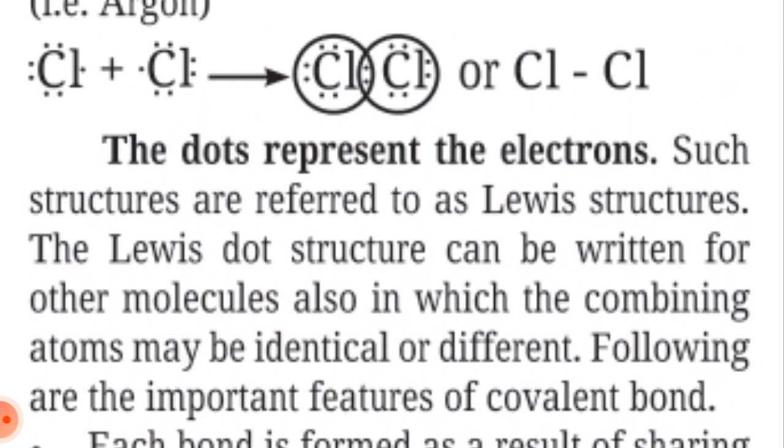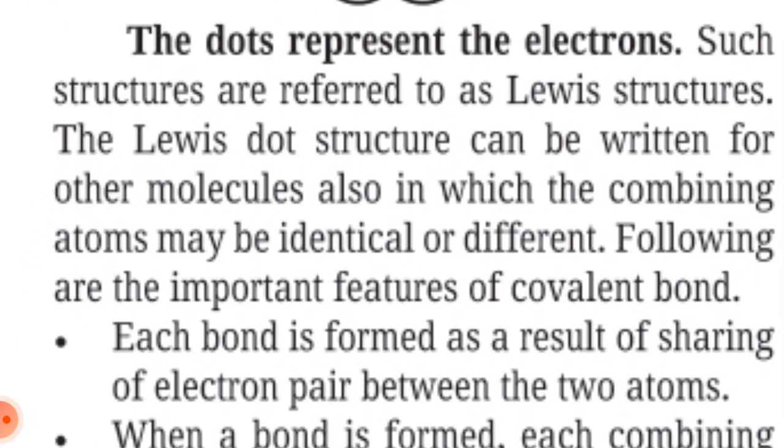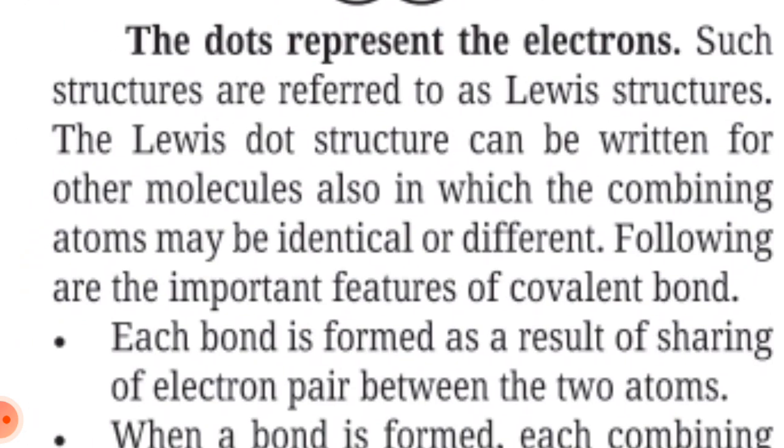Chlorine has 1, 2, 3, 4, 5, 6, 7 electrons. So each chlorine has 7 electrons and shares 1 electron to form Cl2. The dots represent the electrons. Such structures are referred to as Lewis structures. The Lewis dot structure can be written for other molecules also, in which the combining atoms may be identical or different. Following are the important features of covalent bond.